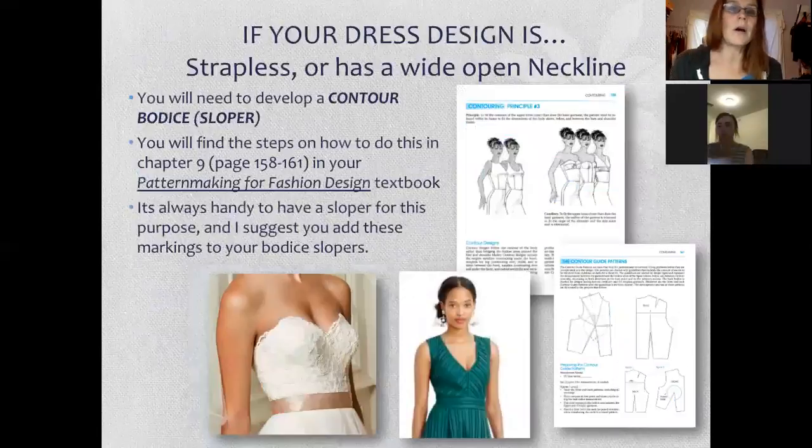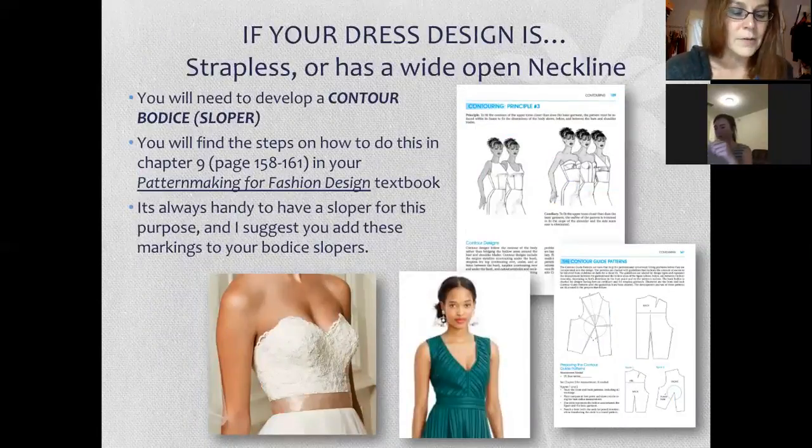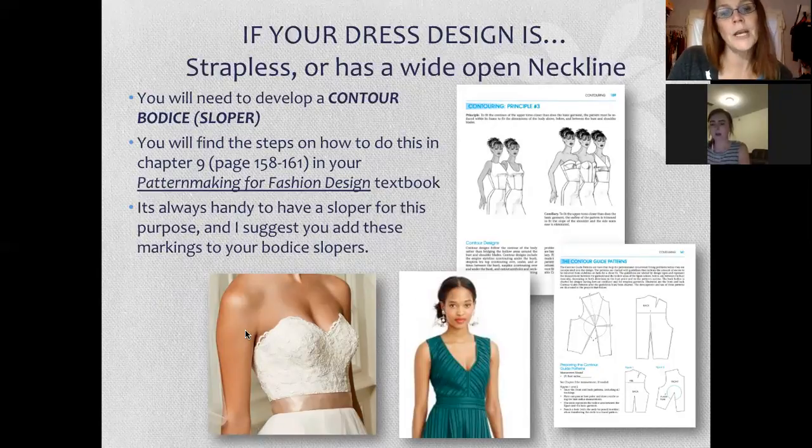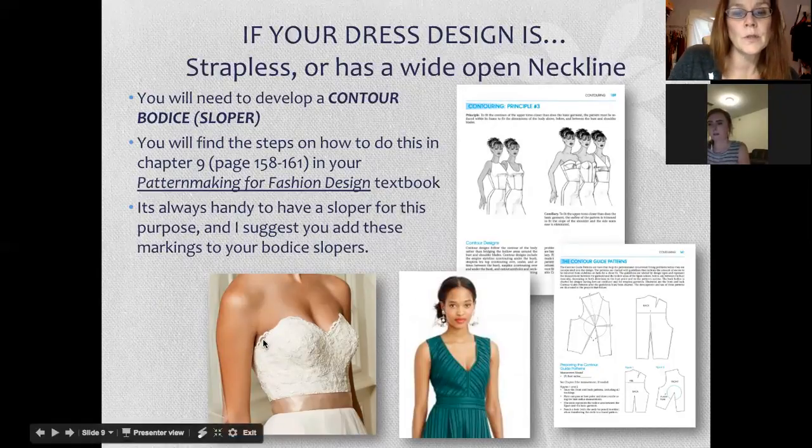There is also something that we cover in Pattern Making 2, which is what's called the contour sloper. And this would be if you were going for a dress that had a big, deep V-neck or deep curved neck, or even strapless tops here. And the contour sloper is some changes that you make to the sloper in the bust area, which allows the garment to conform to the ins and outs of curves of the body.